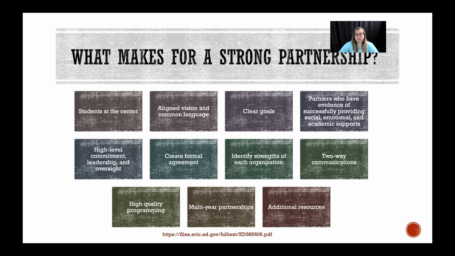However, creating a formal agreement is really important, and I really like how they stress multi-year partnerships, because it is really great to build that foundation and to have a strong partnership with somebody on a regular basis.